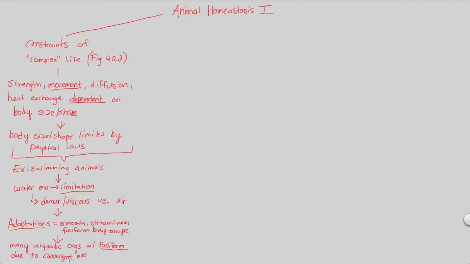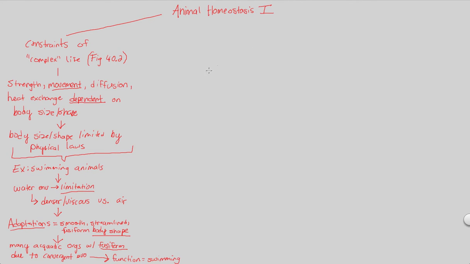What's the function that we're converging on? The function is, of course, we'll write this out very quickly. Function is equal to swimming. We converge on swimming, and therefore we converge on our fusiform body shape. So this is a constraint of complex life. You have to do all these things, but you have to make sure your body is capable of doing these things. You have certain adaptations. Swimming is a classic example of that.